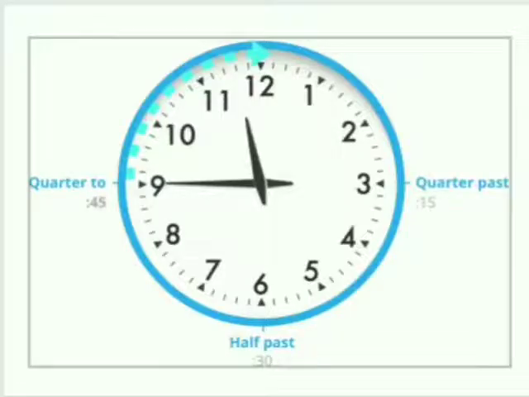Now children, to make it more easy, you have to remember 3 things: quarter past, half past, and quarter to. At quarter past, the minute hand always points to number 3. At quarter to, the minute hand always points to number 9. And at half past, the minute hand always points to number 6.